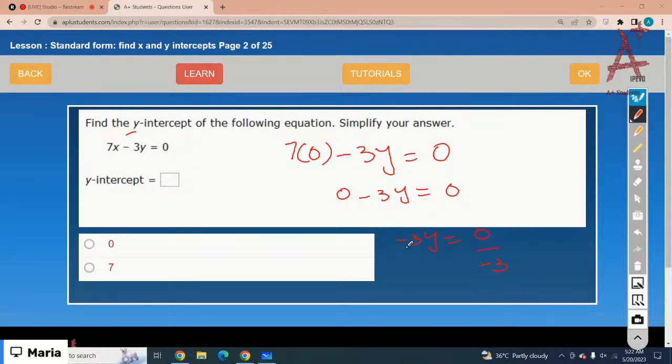Divide both sides by negative 3. It would be then y equals 0. 0 divided by any number equals 0. That means the graph is passing through the origin. When x is 0, y is 0. (0, 0) is the origin of the graph. So the graph is passing through the origin. Got it?